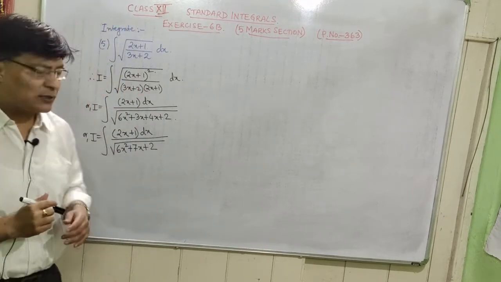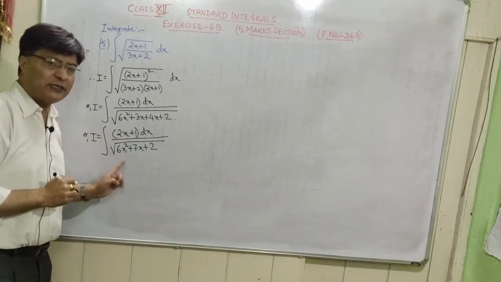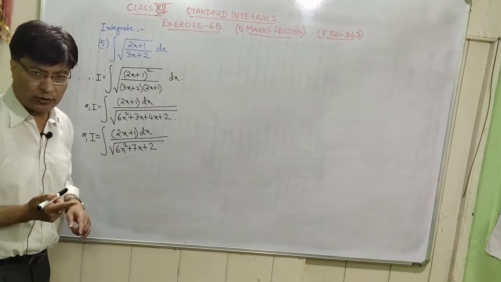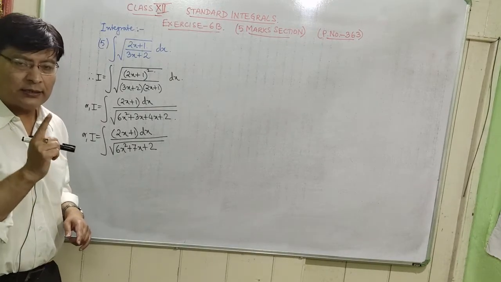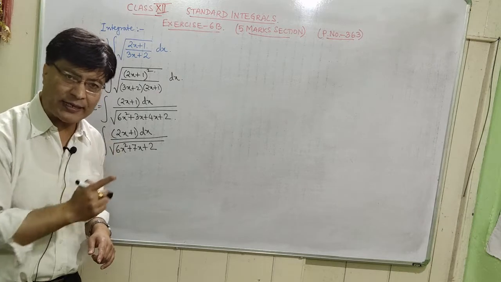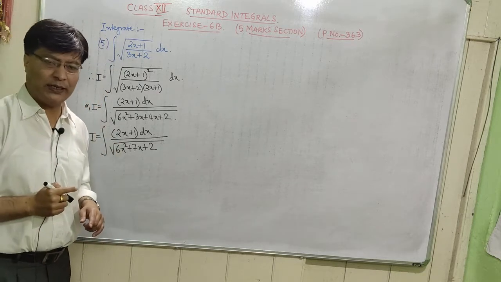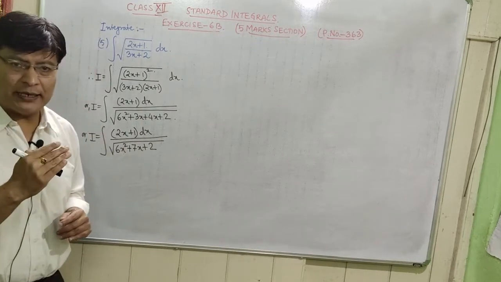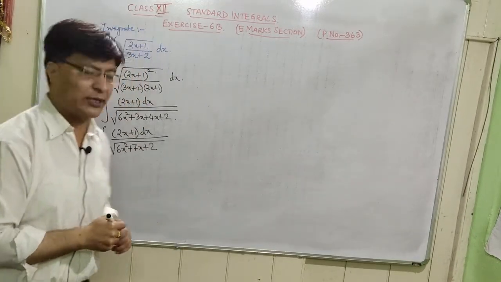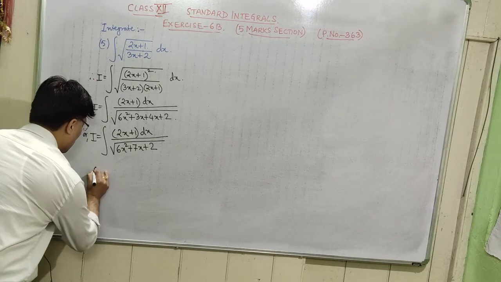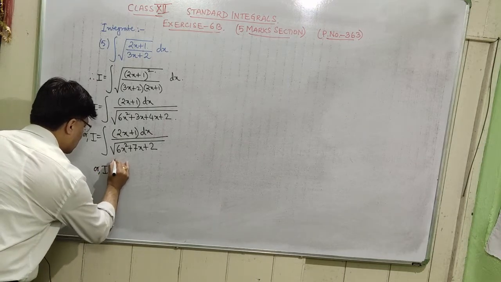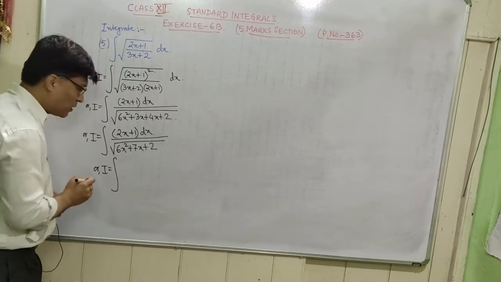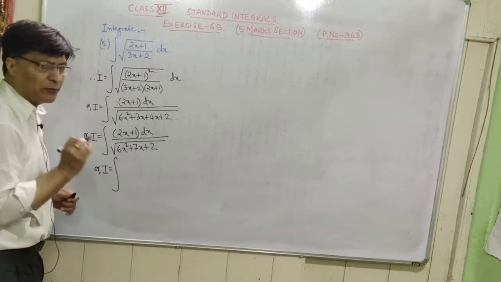The method is that you have to differentiate the expression within square root. You have to differentiate the expression within square root and write it in the numerator. Okay, so what do we do here? The expression inside the square root, we differentiate it and where do we write it? We write it in the numerator. Okay.